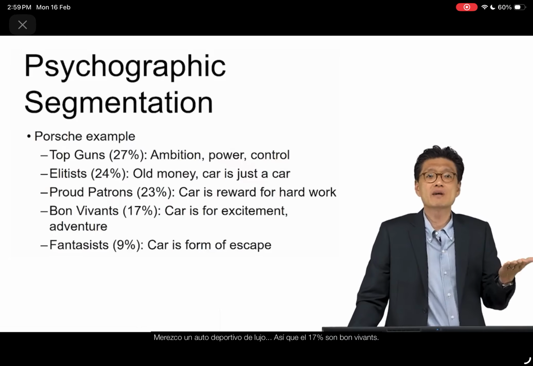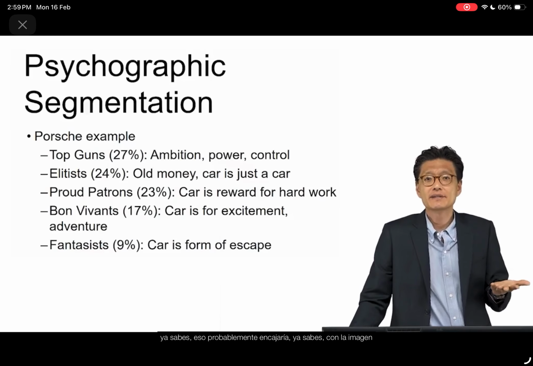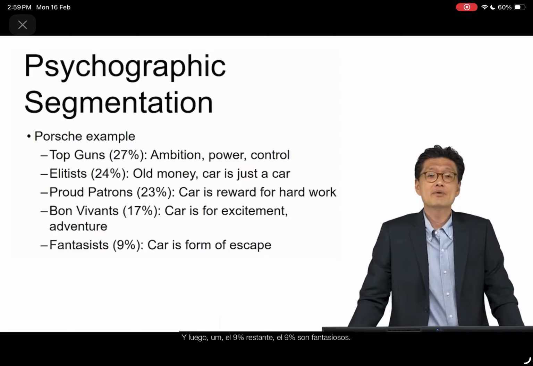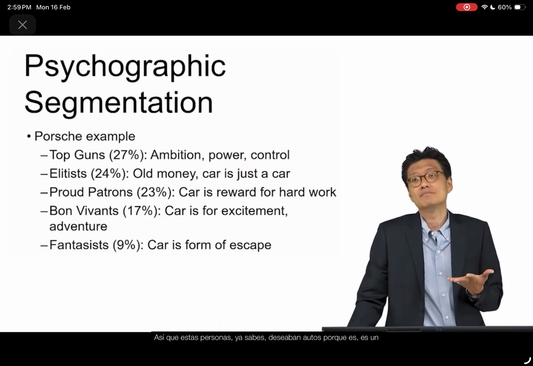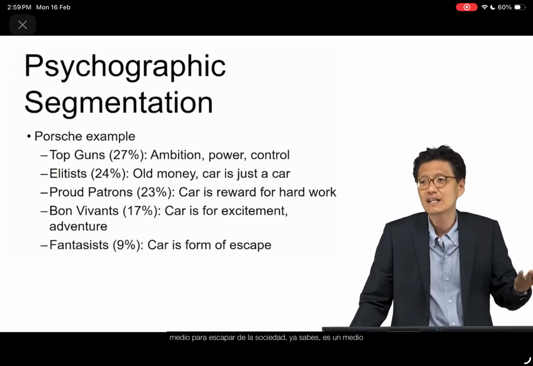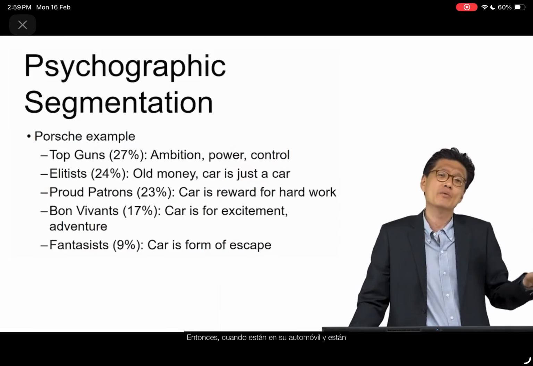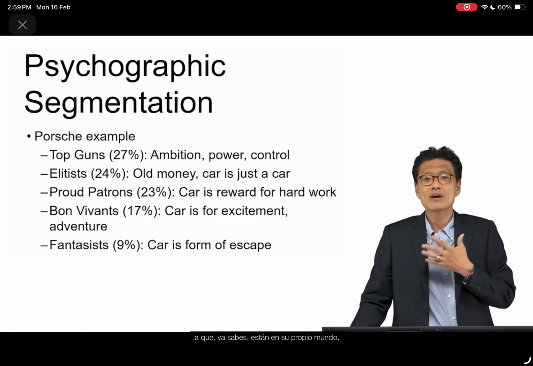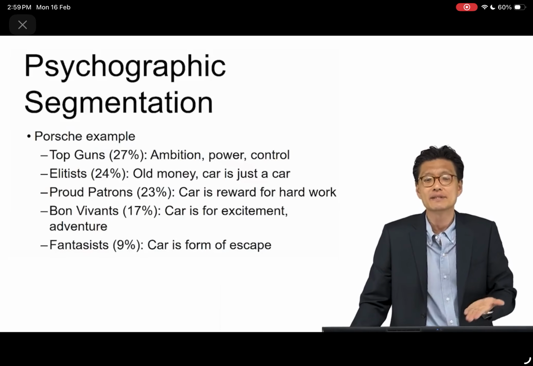The 17% are bon vivants. The car is for excitement, adventure, adrenaline. That would probably fit the image of Porsche fairly well. And then the remaining 9% is fantasists. These people desire cars because it's a means to escape from society. It's a means to escape from reality. So when they're in their car and they're driving, they go into this mindset where they're in their own world. So it's a form of escaping from reality, the real world.